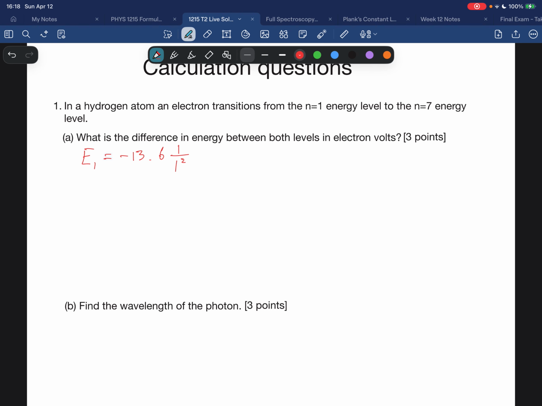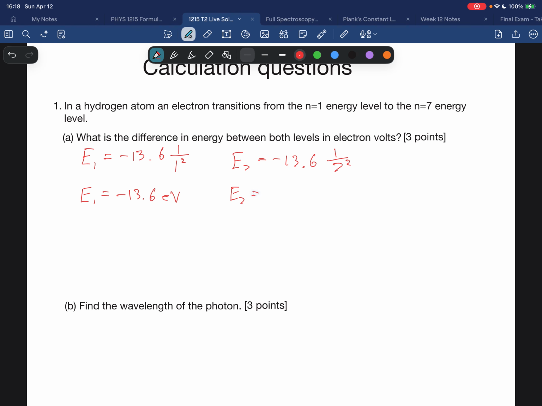Which is given by this equation. The 1 squared on the bottom has been subbed in on the actual equation sheet that says n. And on the right, I am doing this for energy level 7. So I have subbed in a 7 for n. And going ahead and solving these, I get negative 13.6 electron volts for the ground state, the first energy level.